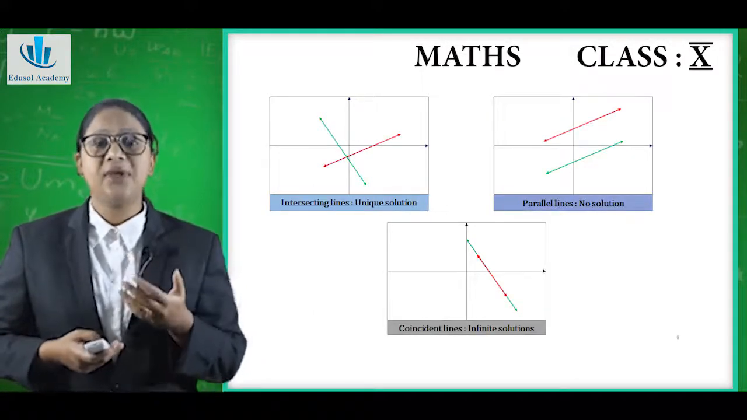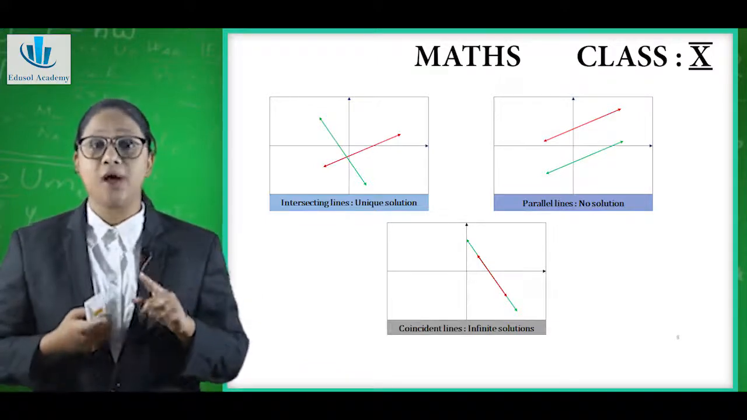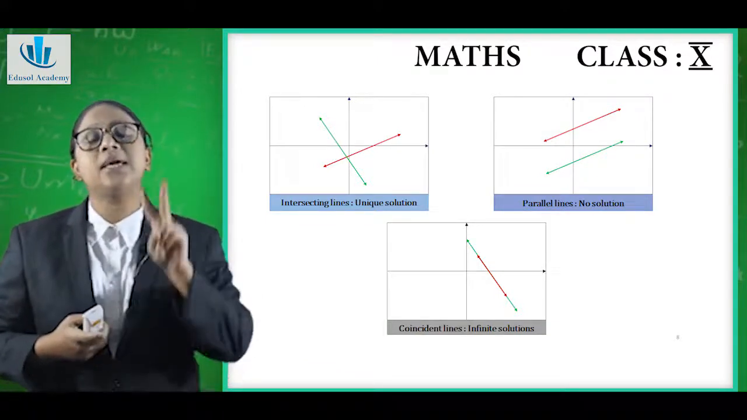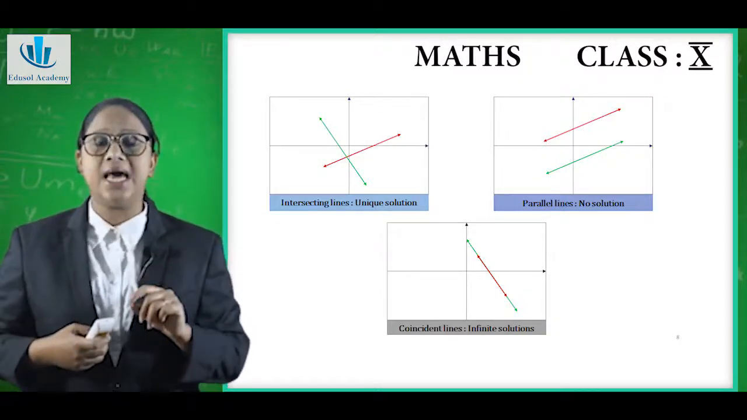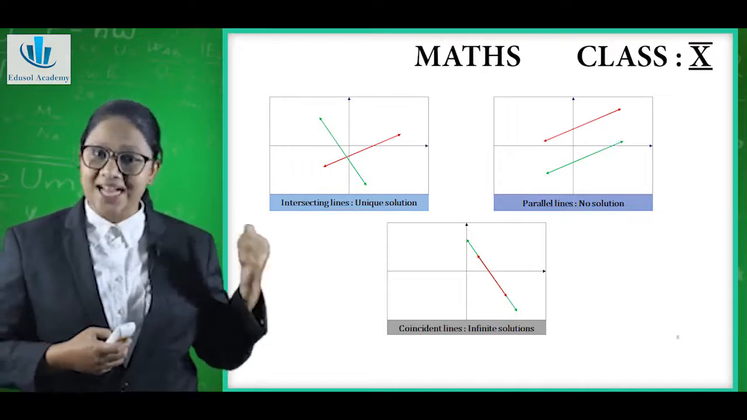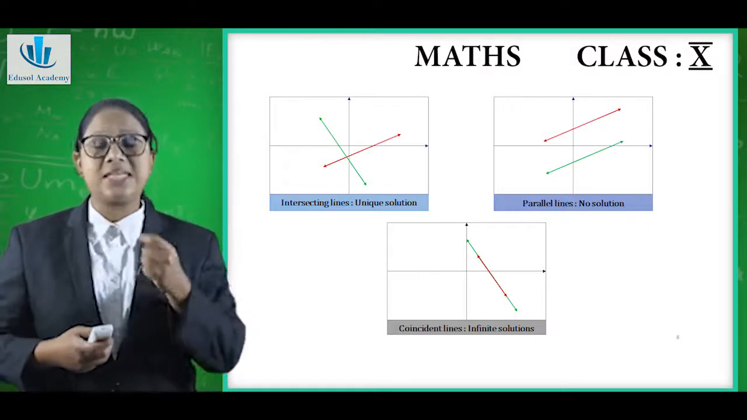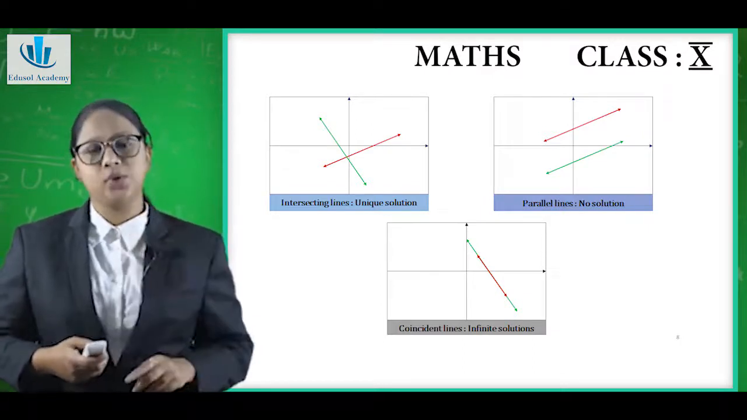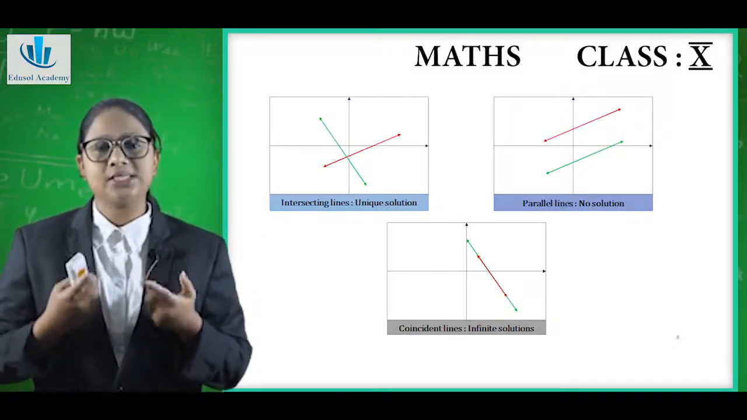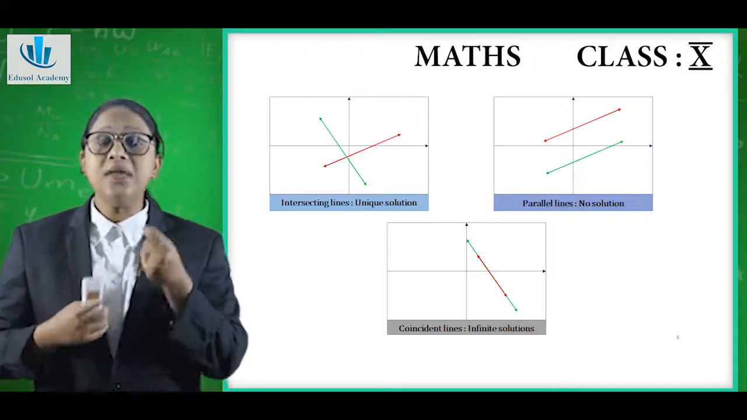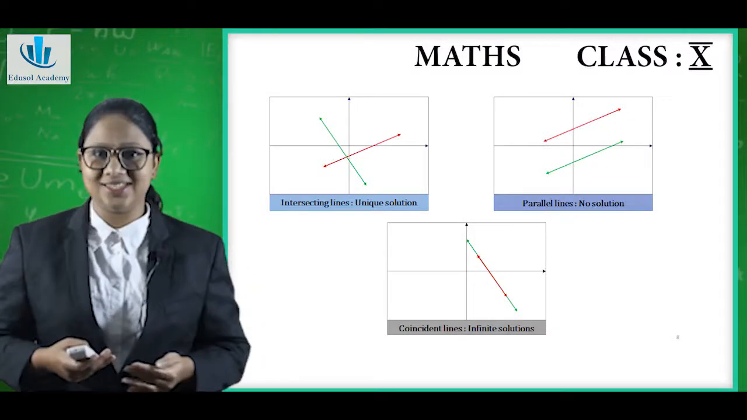You can see 3 figures on the screen. In the extreme left figure, you can see that the red and the green lines representing the 2 equations are intersecting at 1 point. If that is the case for a graph, we can say that this system of linear equations is consistent, with only one solution. You can see only at that point are these lines intersecting, so there is only one possible value for x and y which will satisfy both the equations.